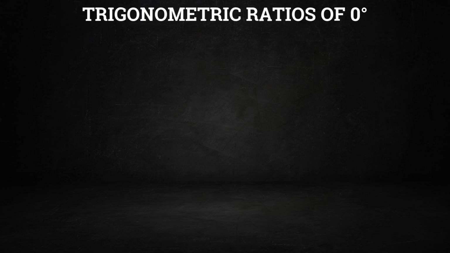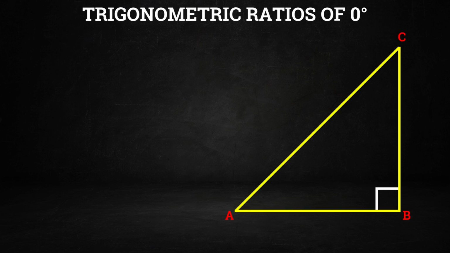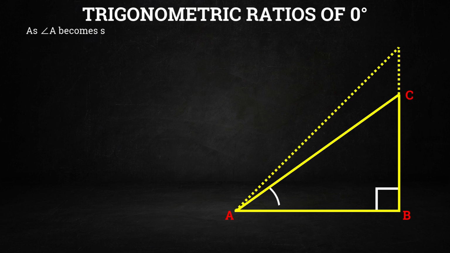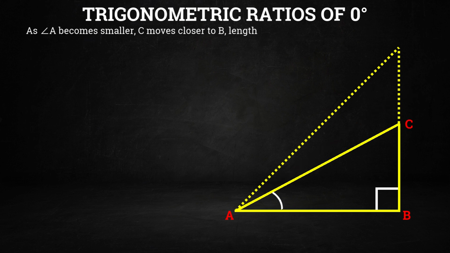Now, let us explore what happens to trigonometric ratios when the angle becomes very small or very large, that is, when angle A approaches 0 degree or 90 degree. Start with a right triangle ABC with angle A as an acute angle. Now imagine making angle A smaller and smaller. As that happens, the point C moves closer to point B.